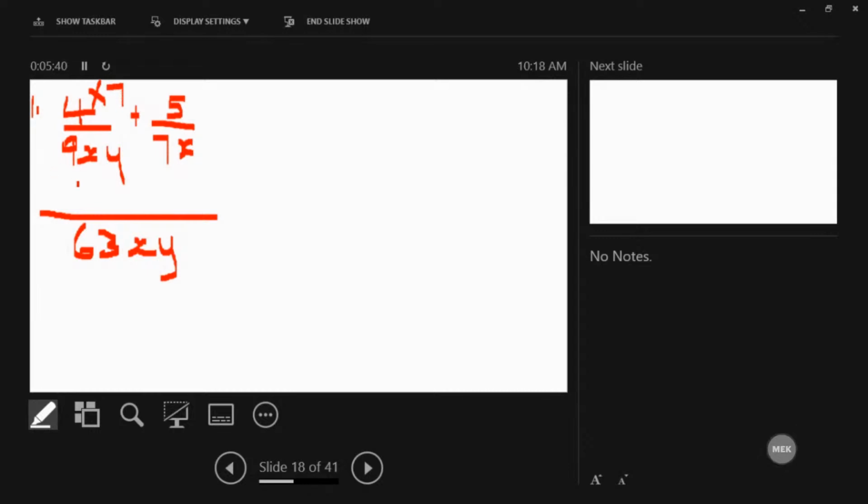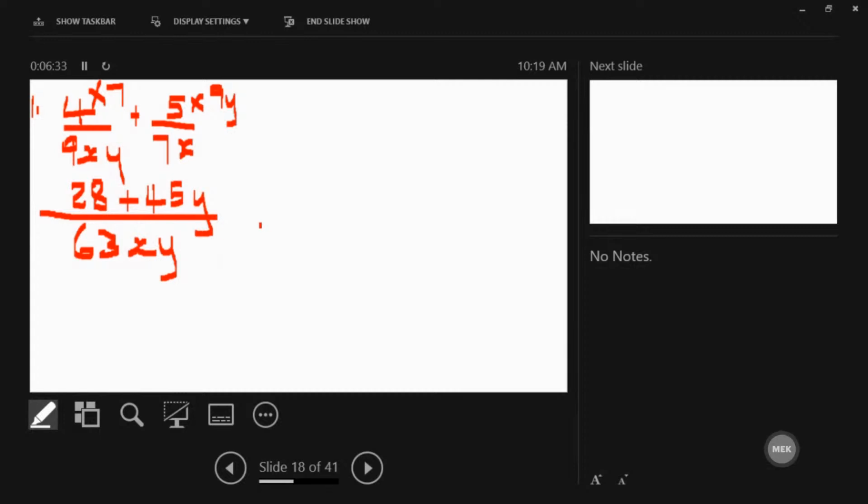4 times 7, that's 28. And 7x into 63xy. So 7 into 63 goes 9 times. And y is left. So it's 5 times 9y, and 5 times 9y would be 45y. And this is actually our answer because we can't simplify this anymore. We can't add 28 and 45y. You can't add a term that has a y with a constant. They're not like terms.